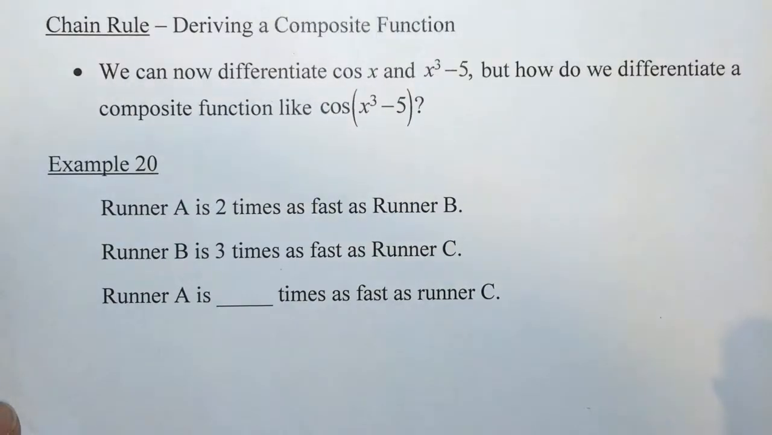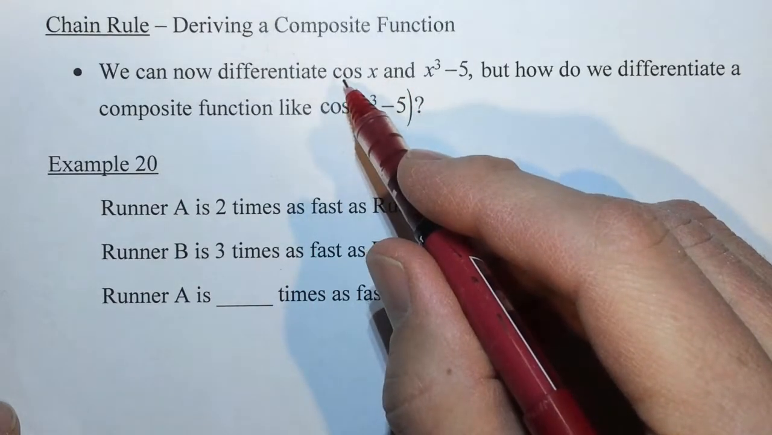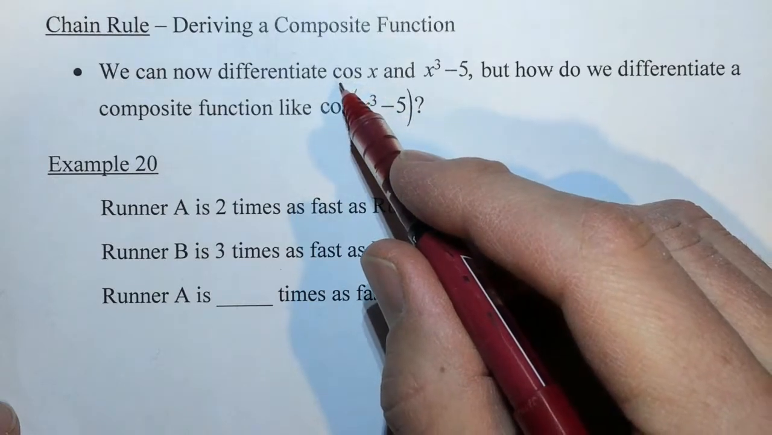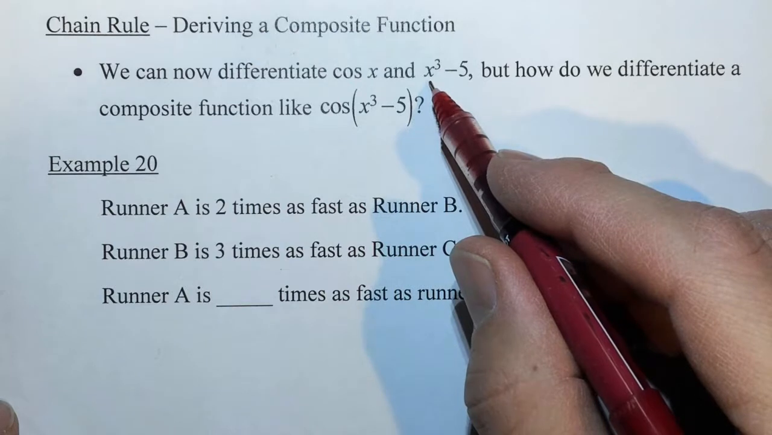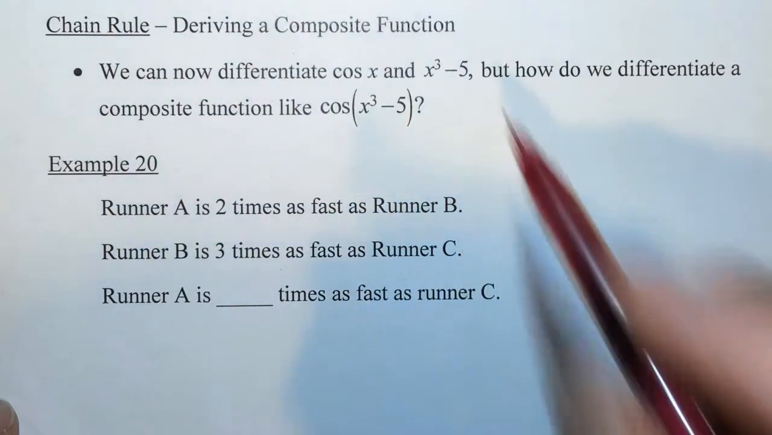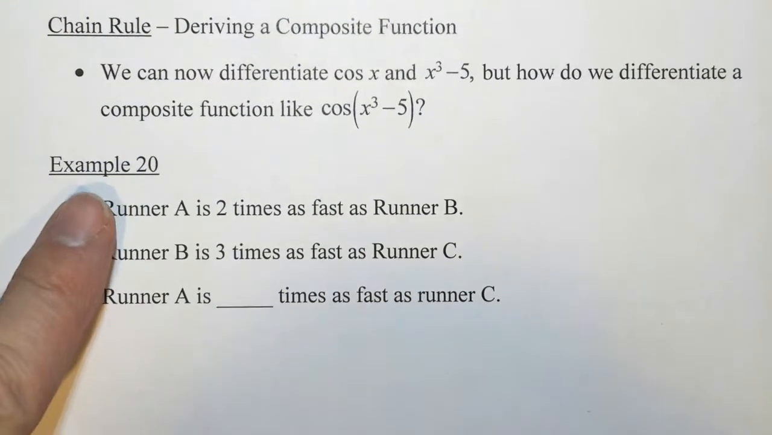If we think about the derivatives we've done already, we know how to derive functions that are just trig, like cosine x or sine x. We also know how to derive polynomial functions using our basic 4 rules, or even our product or quotient rule. But how do we derive functions which are a composition?